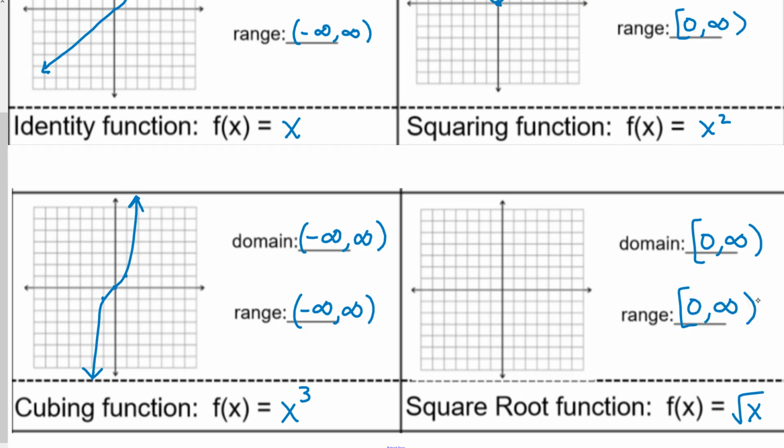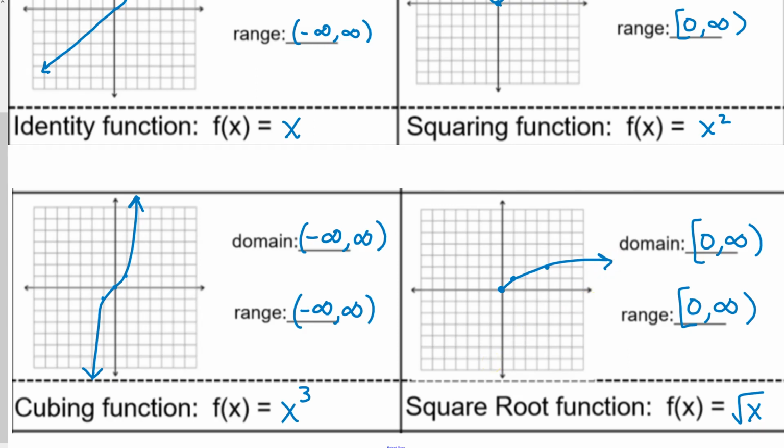So we could plot some points. The square root of 0 is 0, so we have 0, 0. The square root of 1 is 1, so we have 1, 1. The square root of 4 is 2, so we have 4, 2. The square root of 9 is 3, etc. We end up with this curve. But it doesn't go on forever. It has an ending point at 0, 0.